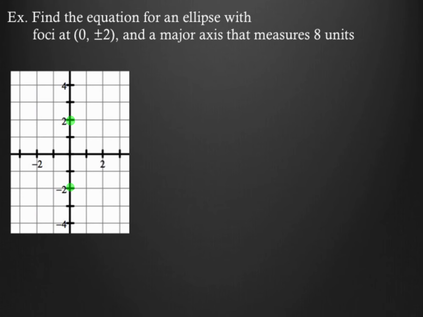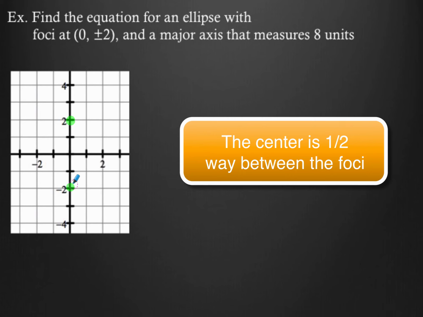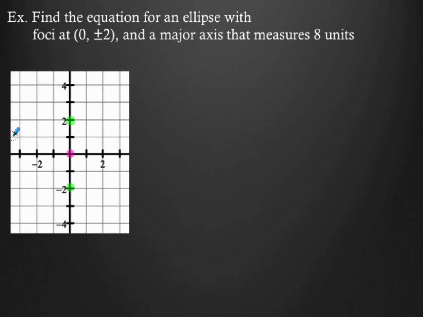Now remember, your center is halfway in between the foci, so that's easy to figure out. If I just count, I can find that the center is right there. I know my center is 0, 0, which means I can start to put together pieces of my equation for my ellipse. So h is just 0 and k is just 0, so I'm going to have x squared over stuff plus y squared over other stuff equals 1. I just don't know where the a squared term goes yet, or the b squared, but we'll figure that out in a minute.